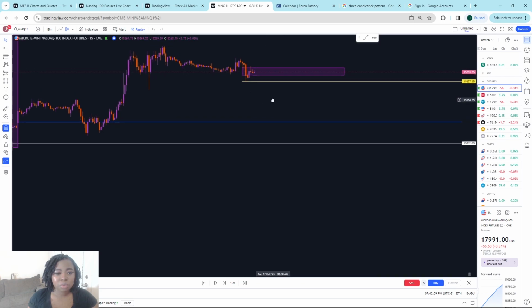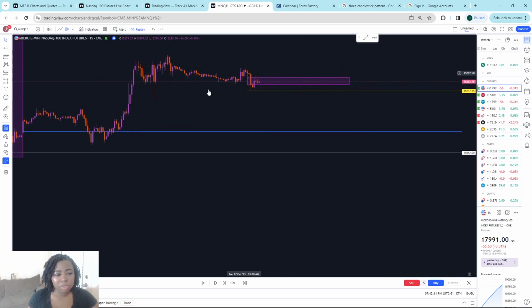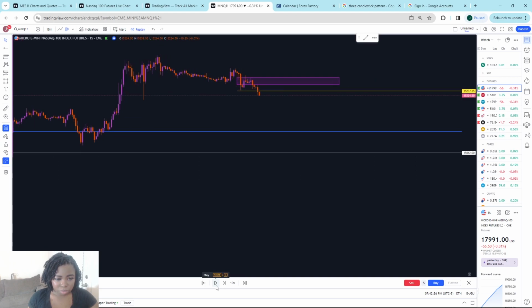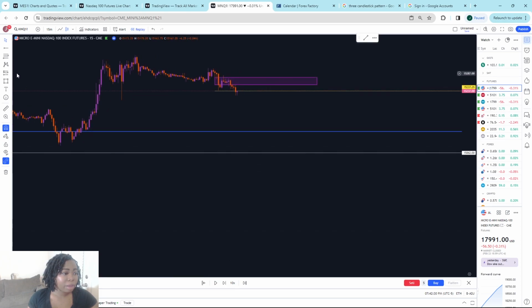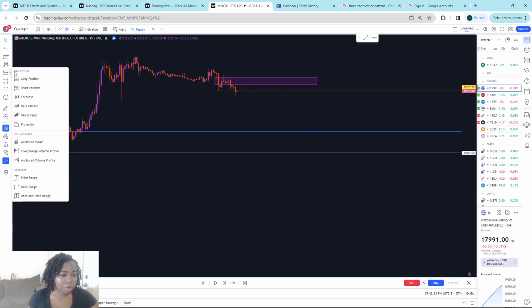Now, if price was to continue to just go up, then I wouldn't take this trade, because again, my overall bias is for price to sell. So I'm just going to hit play and see what price does next. And as you can see right here, this is the area where I would possibly be in for a short.